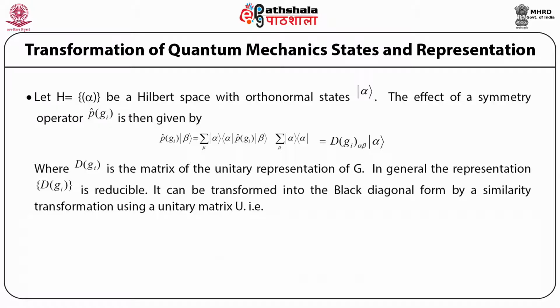In general, the representation D g_i is reducible. So what does it mean? It means the symmetry operator acting on the state beta can be obtained from the set of all states in the Hilbert space alpha by the operation of the matrix representation of G, which we have written here as D g_i, which is a matrix. So D g_i alpha beta acting on the state alpha. In general, the representation D g_i is reducible.